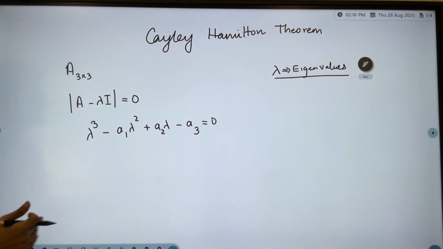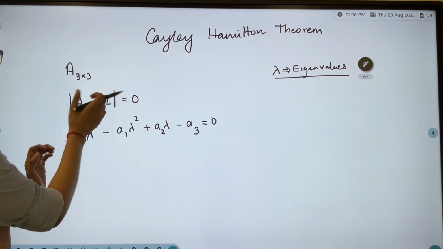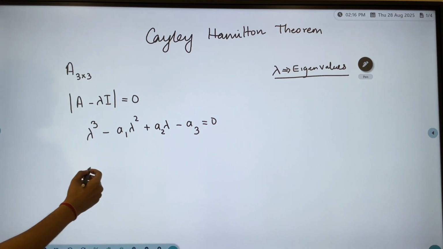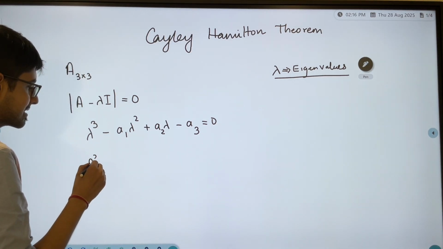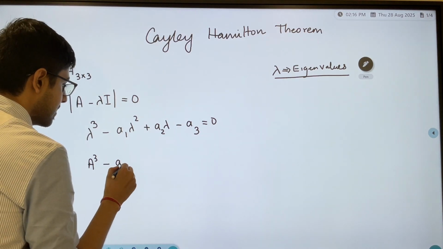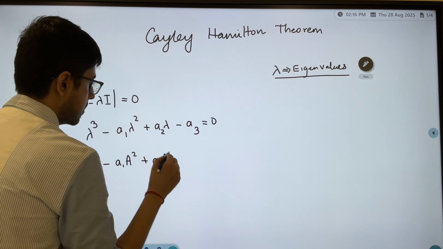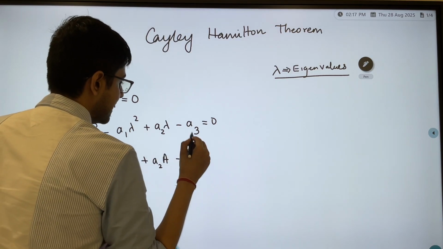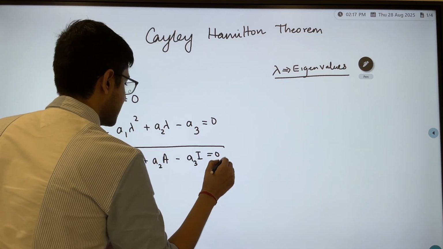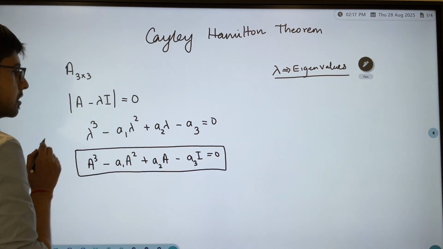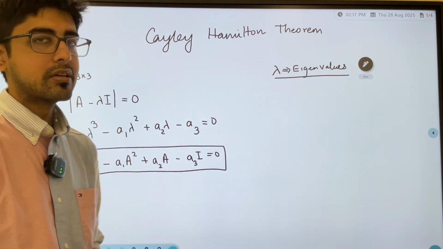What the Cayley-Hamilton theorem states is that this characteristic equation that we get when we solve for lambda can be transformed into the matrix form and it will read as A cube minus A1 into A square plus A2 into A minus A3 into I is equal to 0. And this is what we will be using to solve some tricky equation looking questions in matrices.